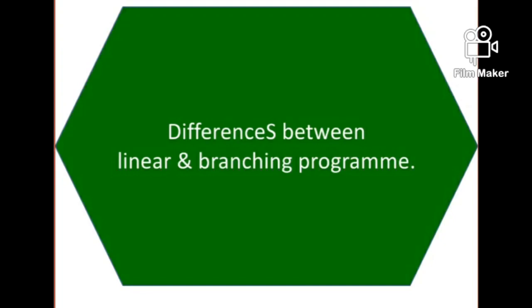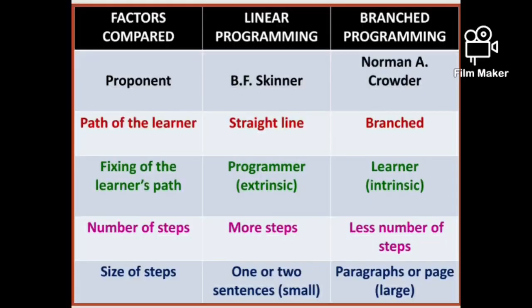Differences between linear and branching programming. The proponent of linear programming is B.F. Skinner, whereas the proponent of branched programming is Norman A. Crowder. The path of the learner in linear programming is a straight line, whereas it is branched in branched programming. Fixing of the learner's path is done by the programmer in linear programming, hence it is extrinsic. Fixing of the learner's path in branched programming is done by the learner himself, and so it is intrinsic.